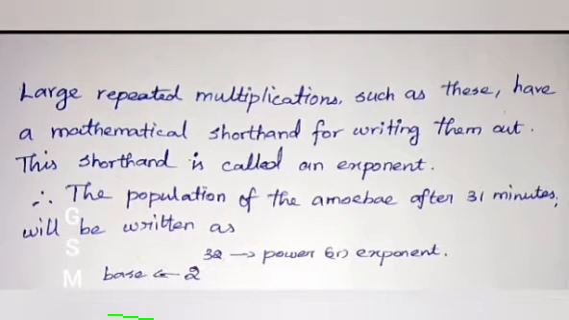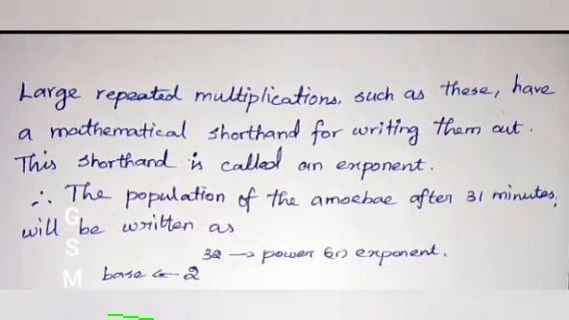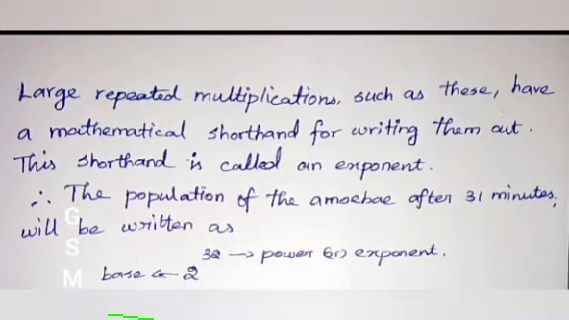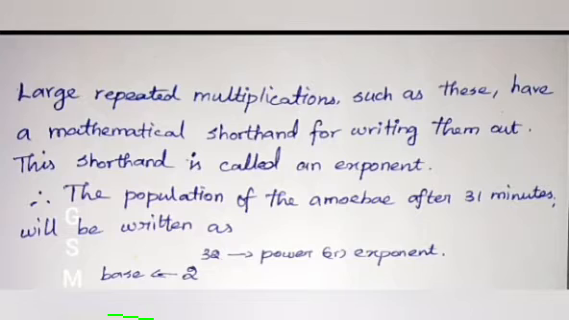This shorthand is called an exponent. Therefore, the population of the amoeba after 31 minutes will be written as 2 to the power 32, where 2 is the base and 32 is the power or exponent.